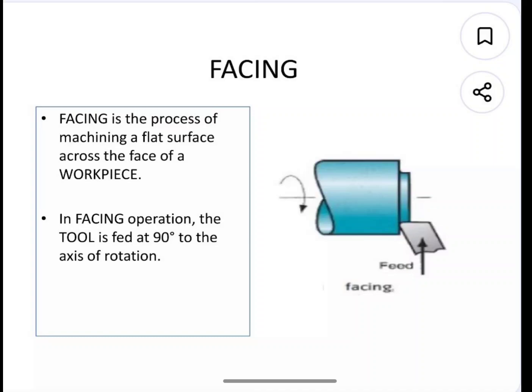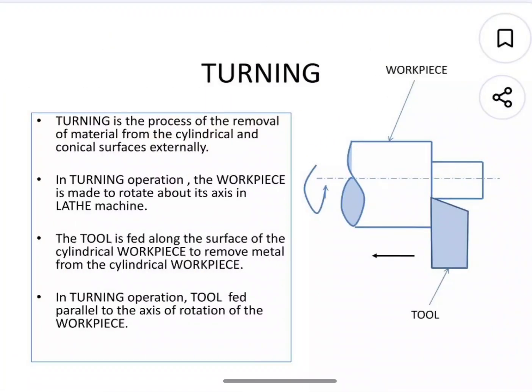Facing is the process of producing a flat surface across the face of a workpiece. In the facing operation, the tool is fed at 90 degrees to the axis of rotation.